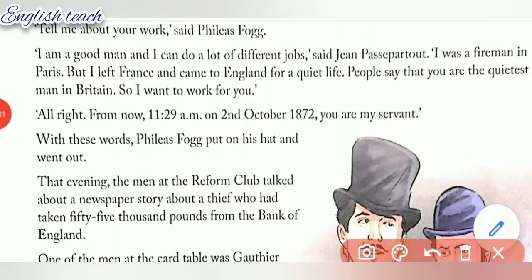Fogg asked him to introduce himself. So this new servant introduced his character and qualities, everything like this.